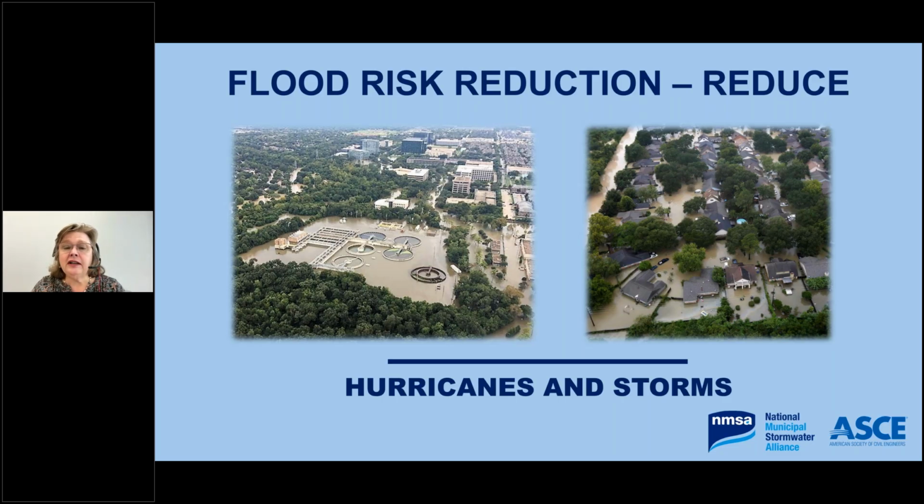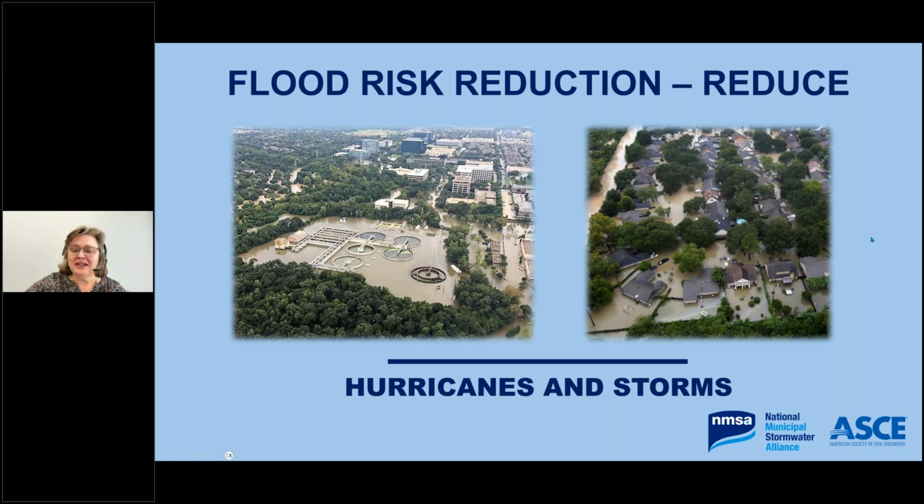The image on the right is actually from an early 2000 storm, Tropical Storm Allison, where we had very wide neighborhood flooding. And one of the reasons that I bring both of these examples up is they're 20 years apart, and yet they had similar impacts on the community. So let's go ahead and flip to the next slide.